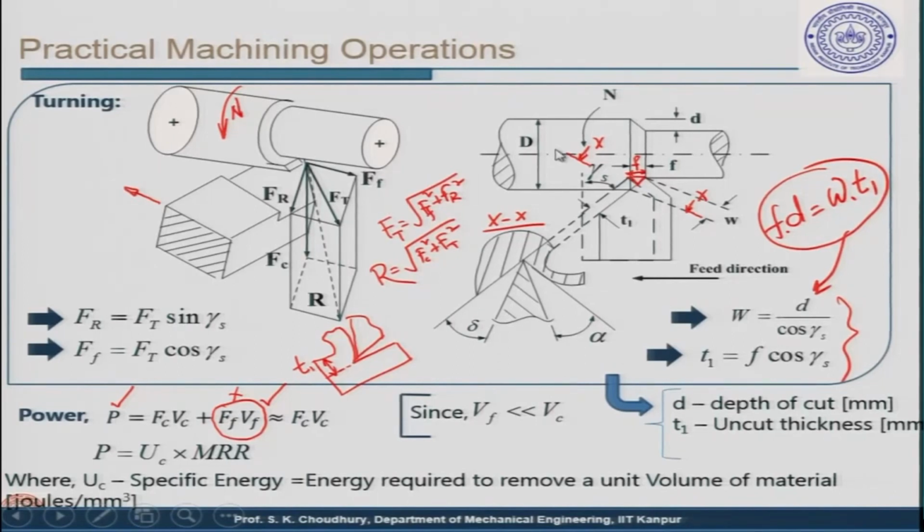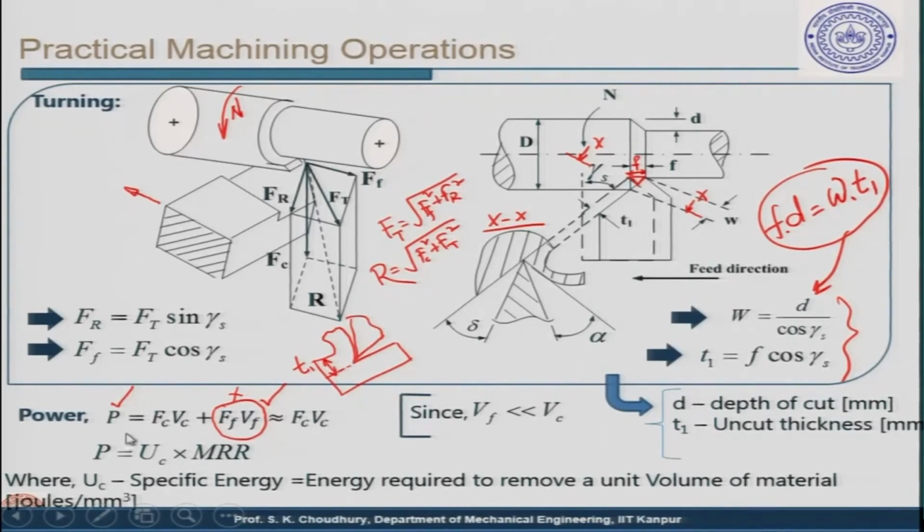Then I said that if you take the cross section XX, it will be this diagram. In fact, this diagram and this diagram are the same. You understand that? Here we can show the rake angle and the flank angle like in this diagram, and this is T1, the uncut thickness. As you can see, this is the same thing as in here.